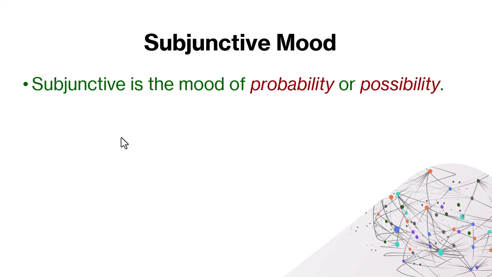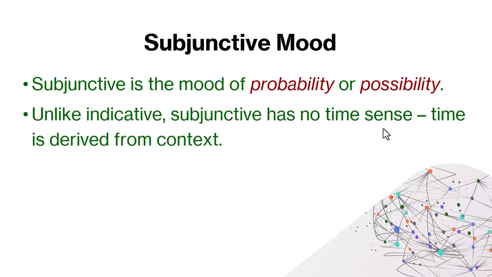Subjunctive mood is the mood of probability or possibility. In English, it's disappearing. So we might say, if I were to do something, but today we normally just say, if I was. In Latin and Romance languages like French and Spanish, the subjunctive is used a lot more than in English. In Greek, it's used quite a bit.